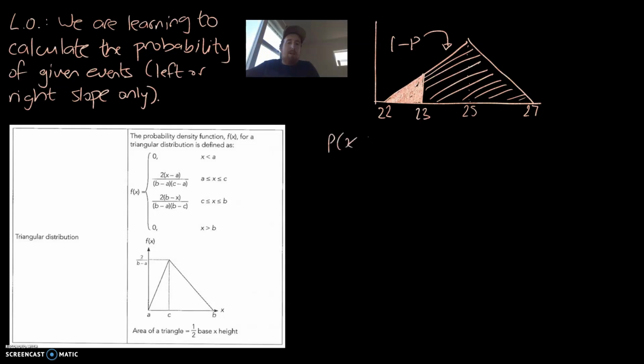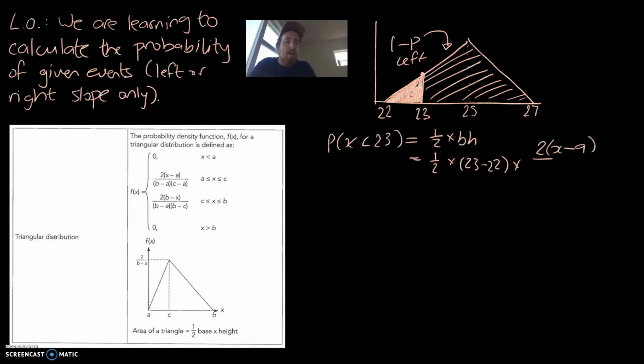In our case, the probability that x is below 23 is going to be equal to 1/2 times base times height. 1/2 the base, 23 minus 22, multiplied by the left slope formula. So we are dealing with a left one there. That's times 2x minus a divided by b minus a and c minus a. And that comes from our left slope formula because our x value is between a and c, or between the left side, the minimum 22, and the peak of 25.